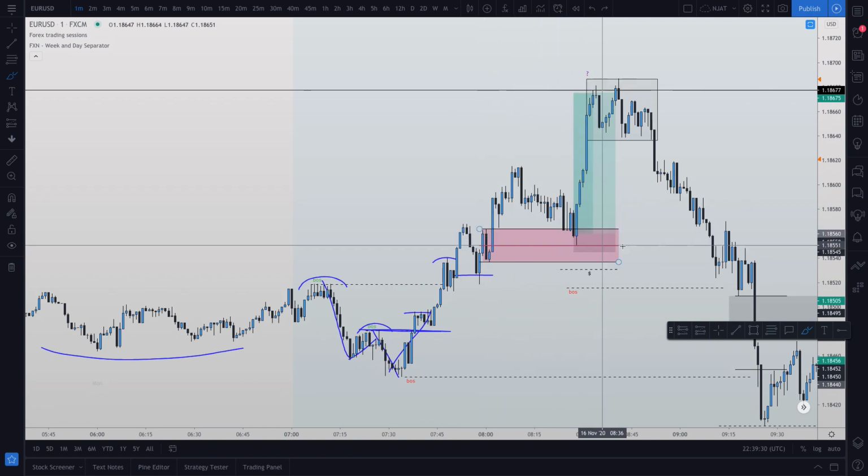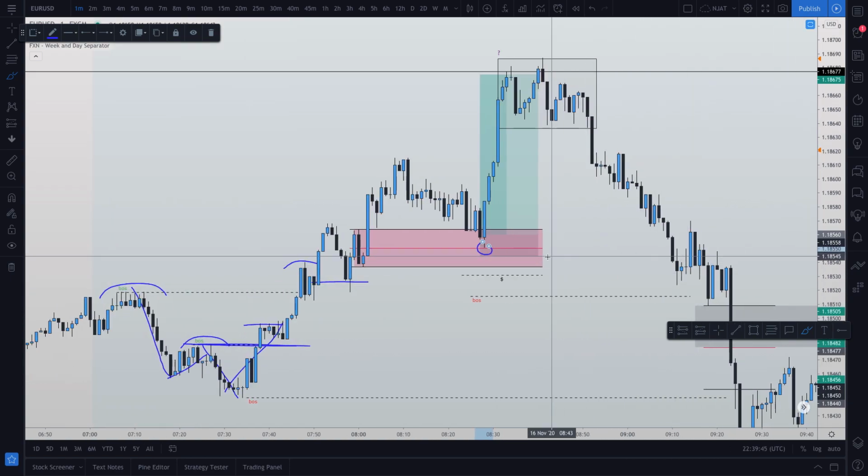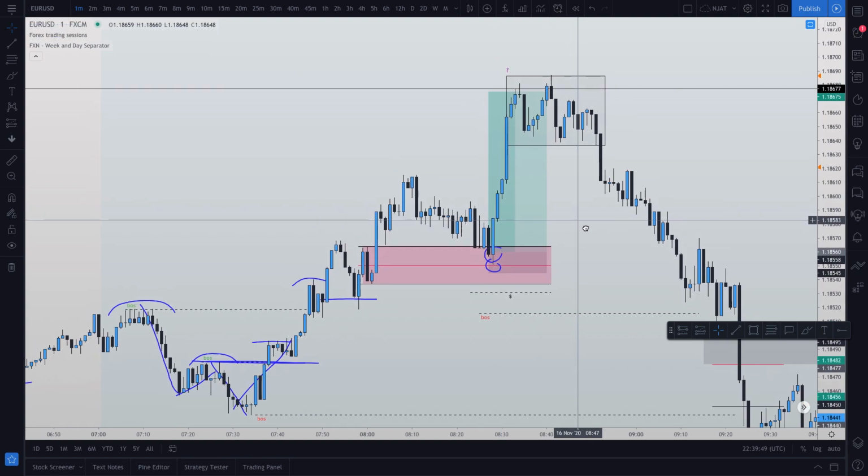So I marked that out and I had 50%. For me, I was just happy with playing anything inside this zone. So I saw price come down, tap 50%, and that's when I initiated my order. And as we can see, this is where the market tapped me in. Had a 1.5 pip stop on that one.